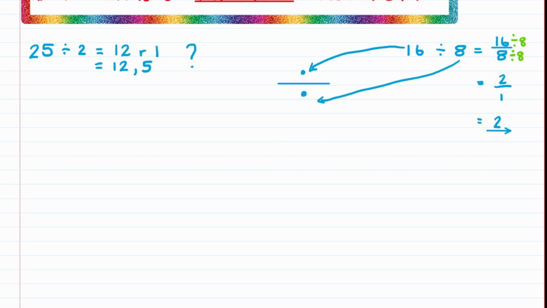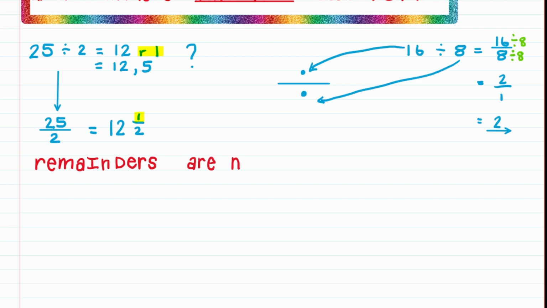So 25 divided by 2 is then the same as 25 over 2. As a fraction, this would simplify down to 12.5. And look, see the numerator is 1? Well, our remainder is 1 too. This means that remainders are not decimals. Remainders are numerators.